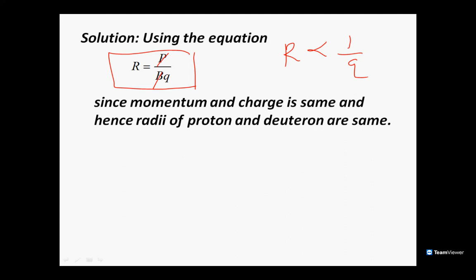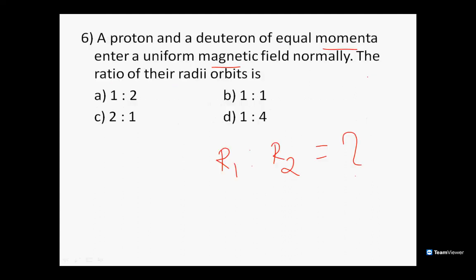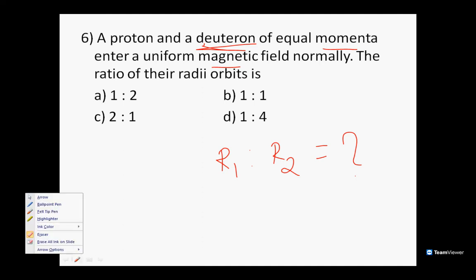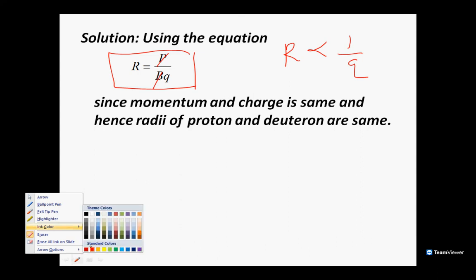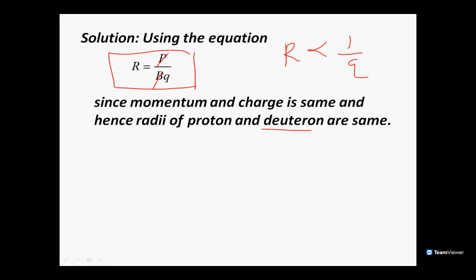But now I have to think about charge. Two particles are being used. One is deuteron. Deuteron is an isotope of hydrogen, which contains one proton and one neutron. So for a deuteron, the charge Q equal to 1. And for the proton also Q equal to 1. Charge is 1. Don't write the exact value of 1.6.